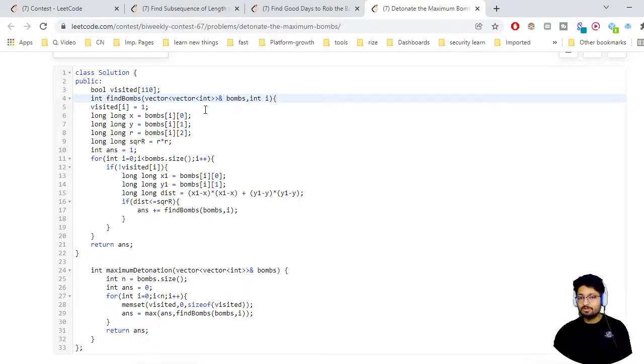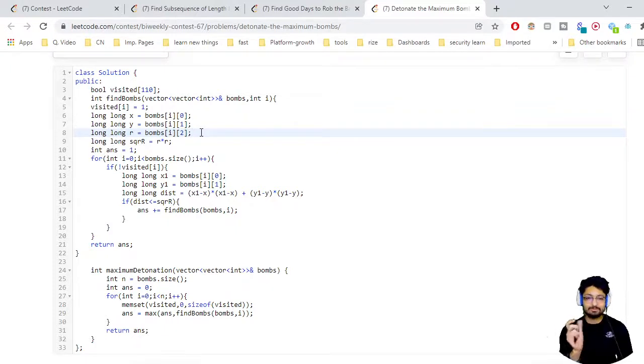Now we have 3 values for each point: x, y and r. I already told you that r square is compared against the distance between these. So what we have to find is the distance between these two circles, the bombs. So what you'll do here is take x1 minus x2 and so on, and find the distance. If this distance square is less than r square, then just increment the answer.